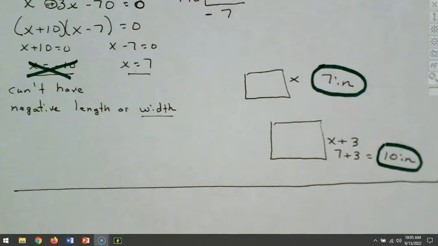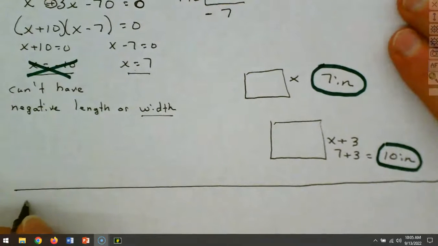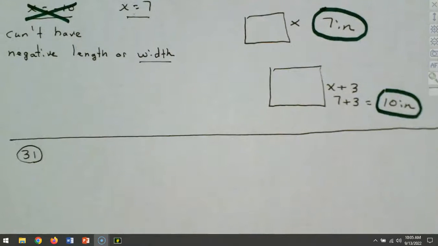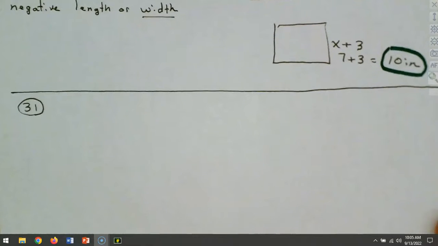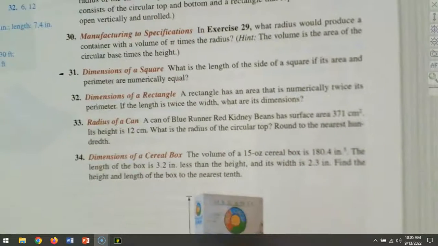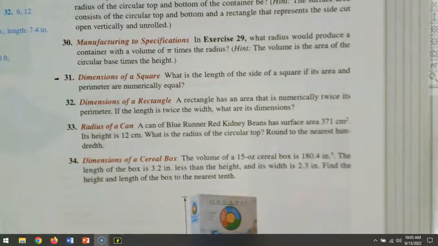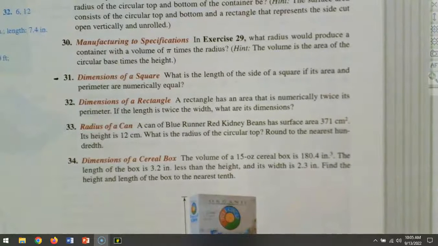A little bit different is question 31. But it's actually a little bit easier, I think, to solve and work through, as long as we're careful with the wording. What is the length of a square if its area and its perimeter are numerically equal?